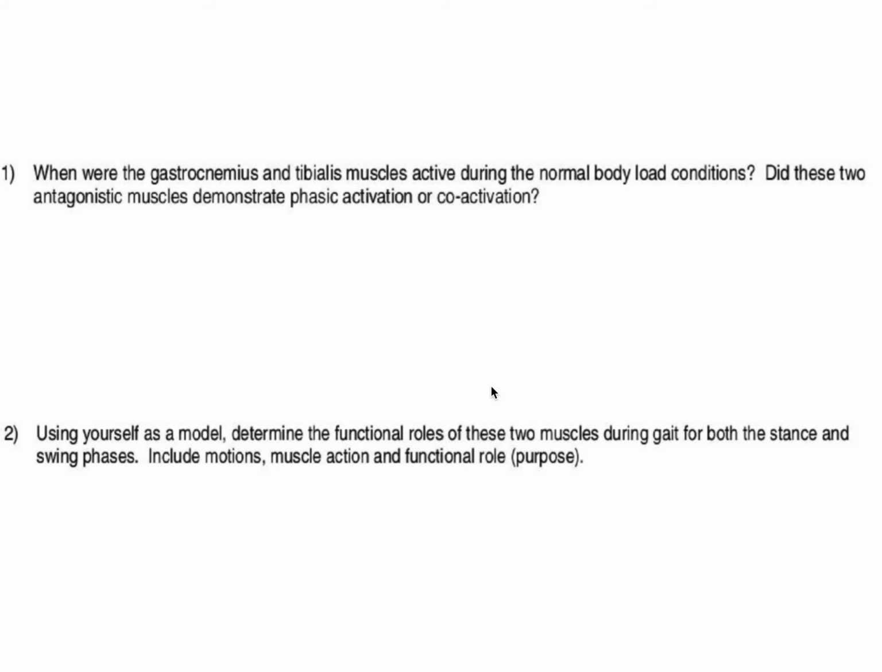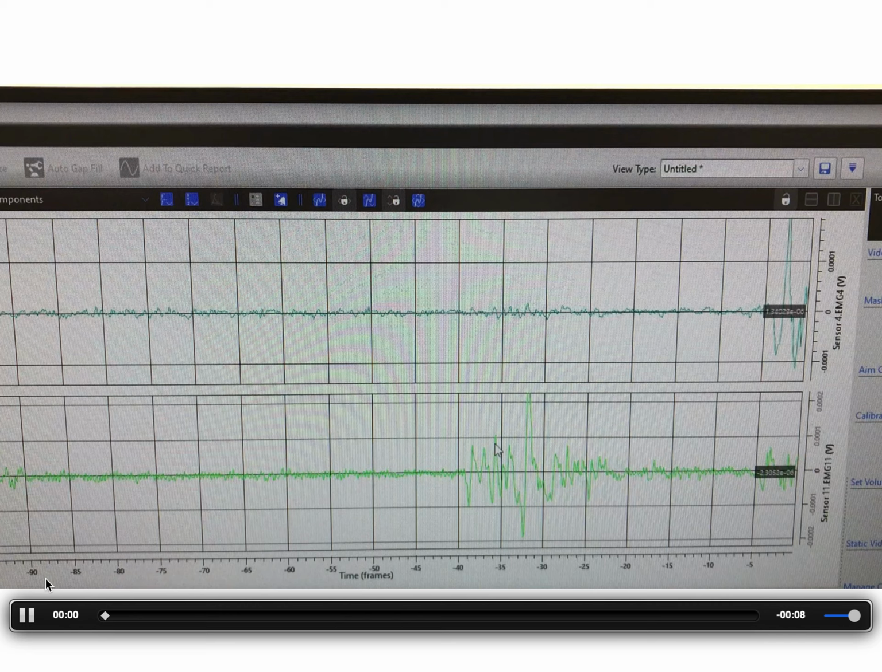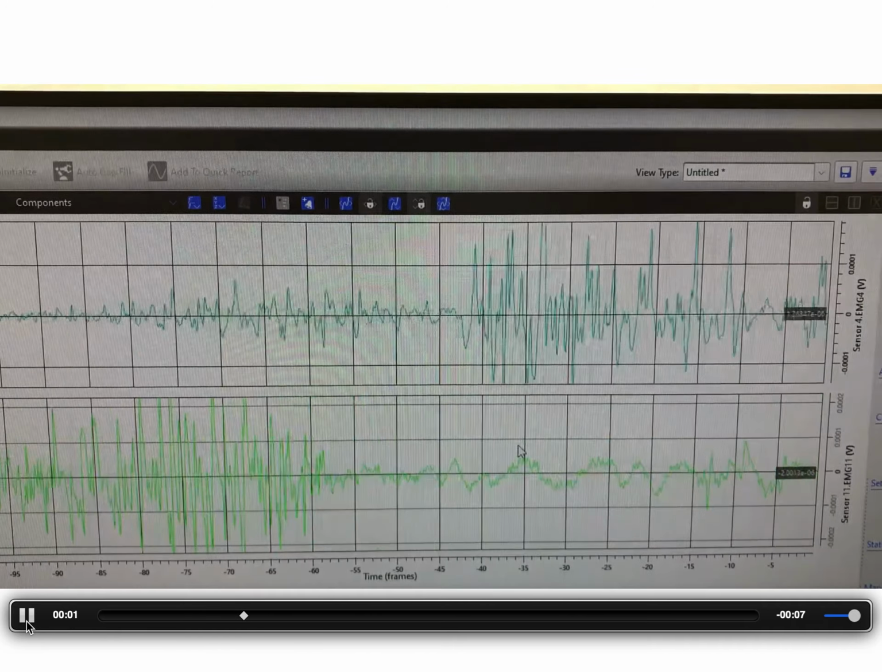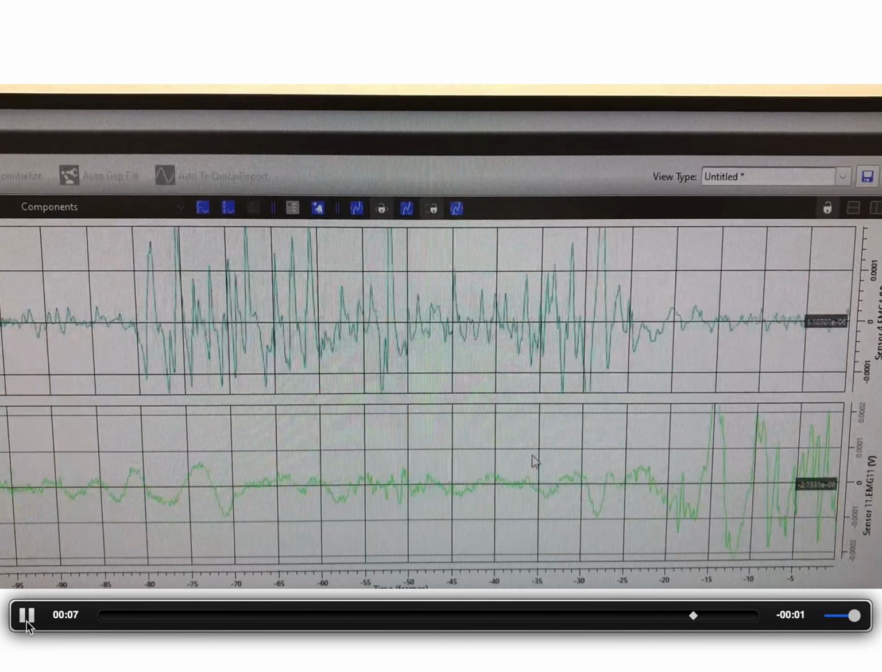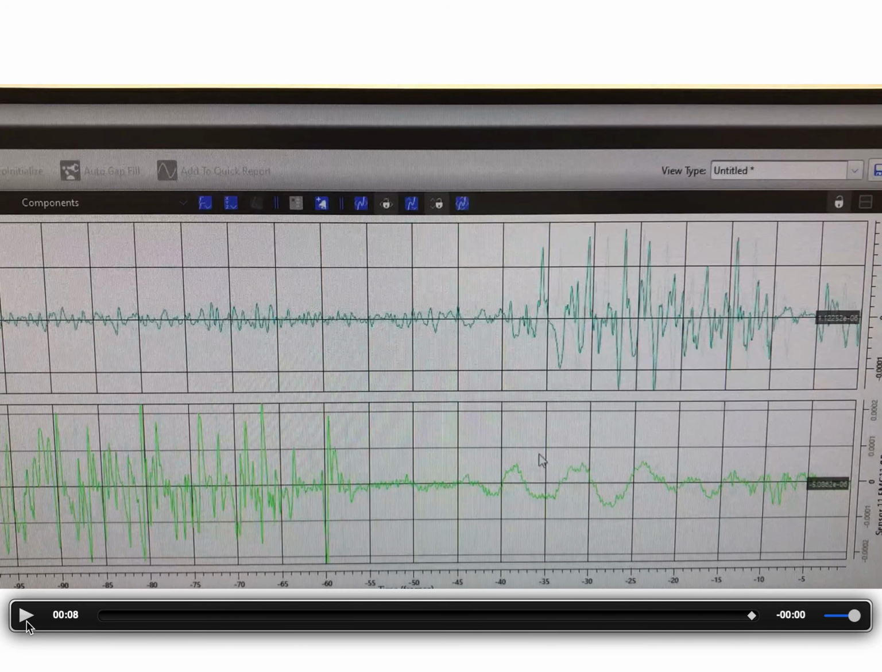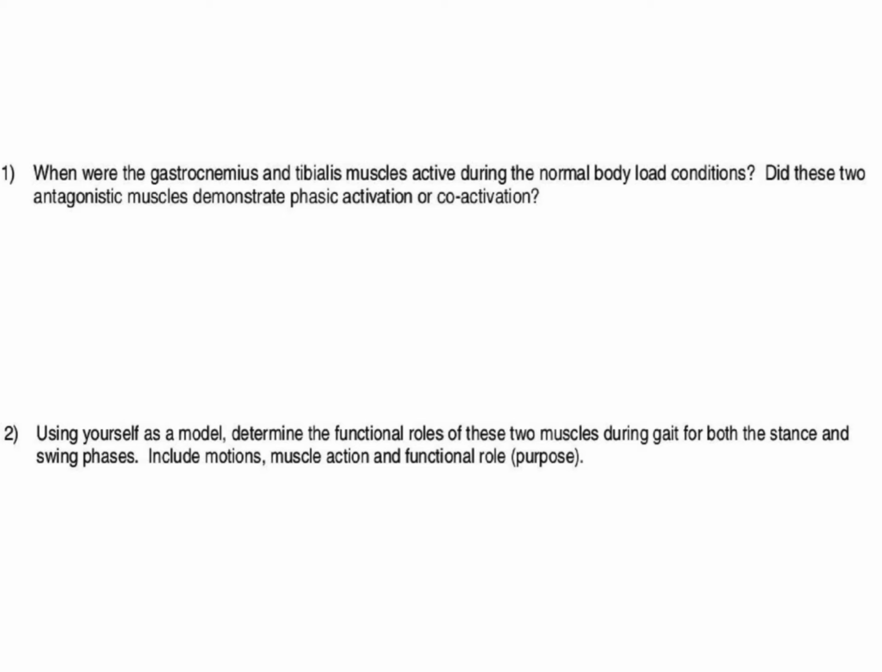So take a look at the video again. Yeah, can you see the pattern? Okay. So let's go to the two questions. The first one: when were the gastrocnemius and tibialis active during the normal body load condition? This is talking about the timing. When does it happen, right? And did these two muscles demonstrate phasic activation or co-activation?